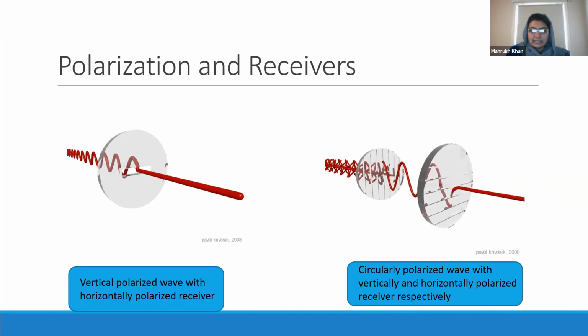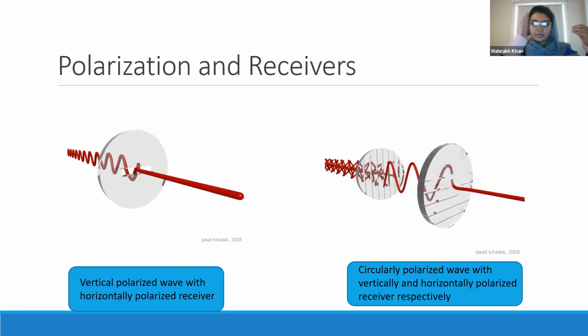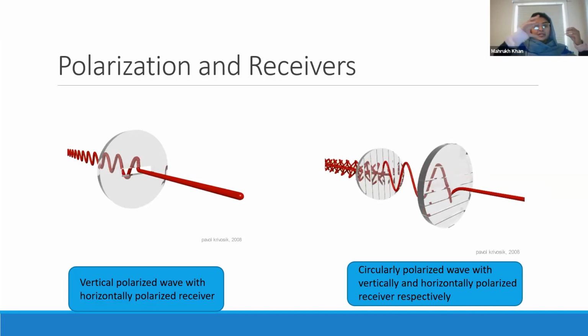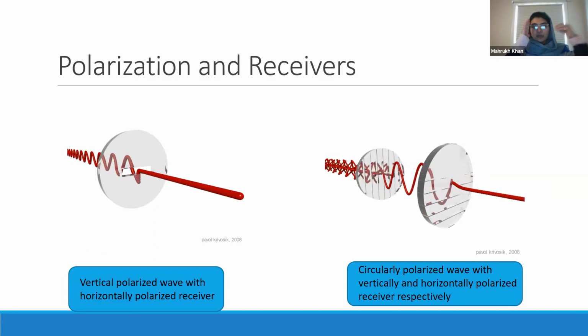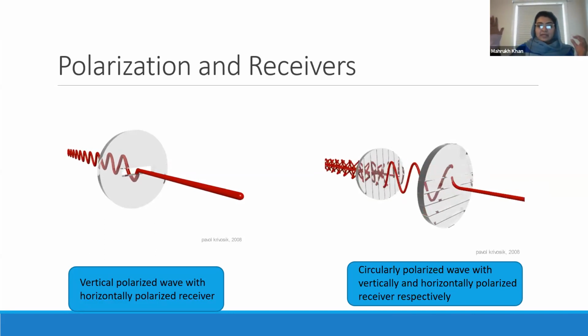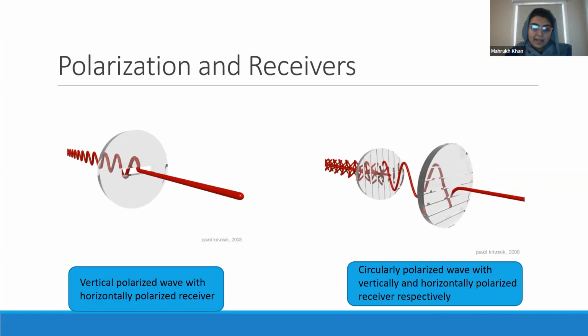But in this case, if a circular polarized wave is coming and you have a vertical polarizer, or a vertically polarized antenna, it actually filters, or receives, only the vertically polarized wave out of the circular polarized wave. Then if it is transmitting further, the wave is only vertically polarized and it cannot be received by a horizontally polarized antenna.